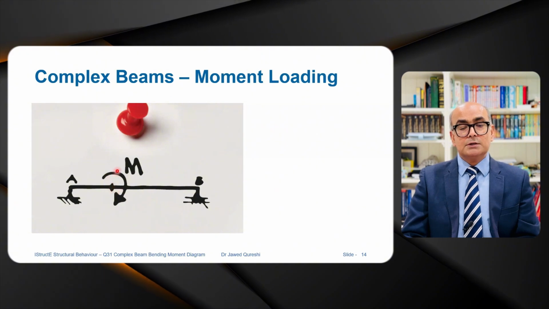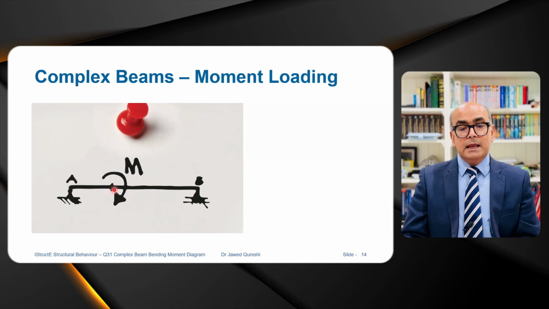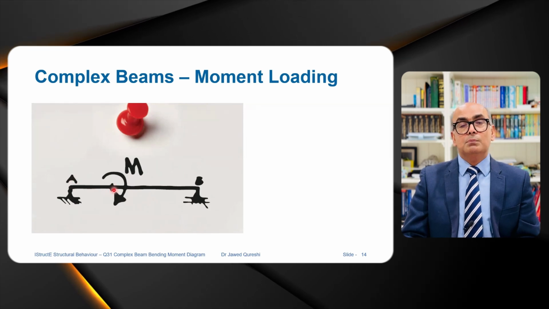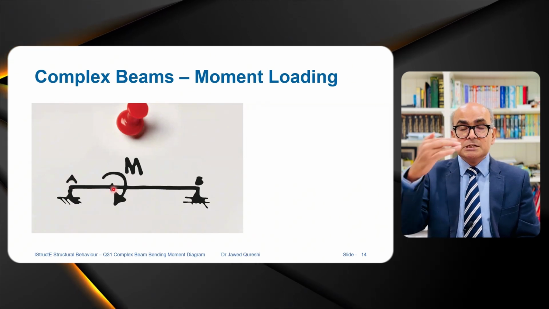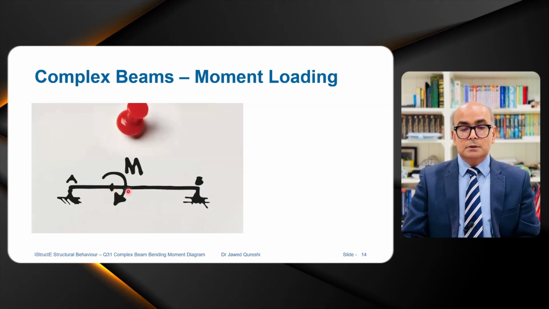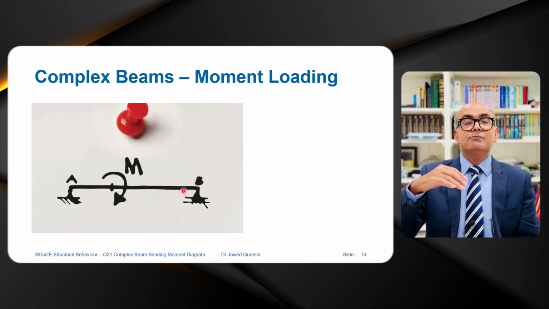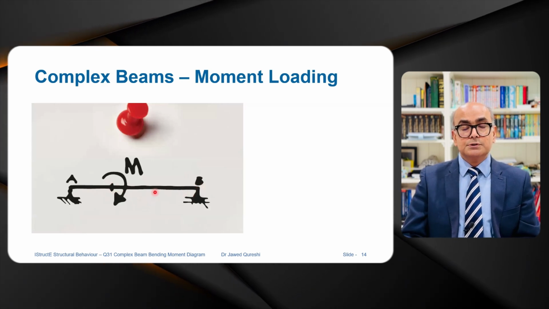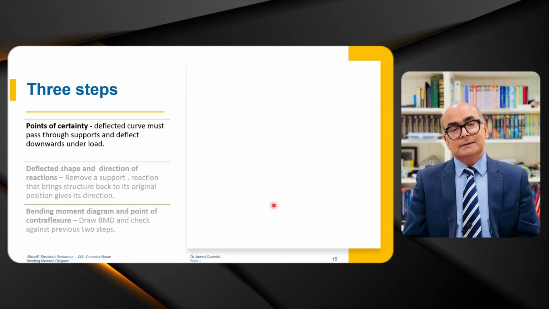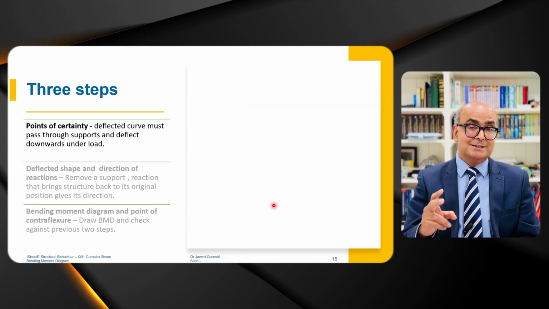Here, when you are trying to apply a clockwise moment, the portion between A and this point where the moment is applied will be tension top and compression bottom. And the portion that you see between the point and B will have tension at the bottom and compression at top.